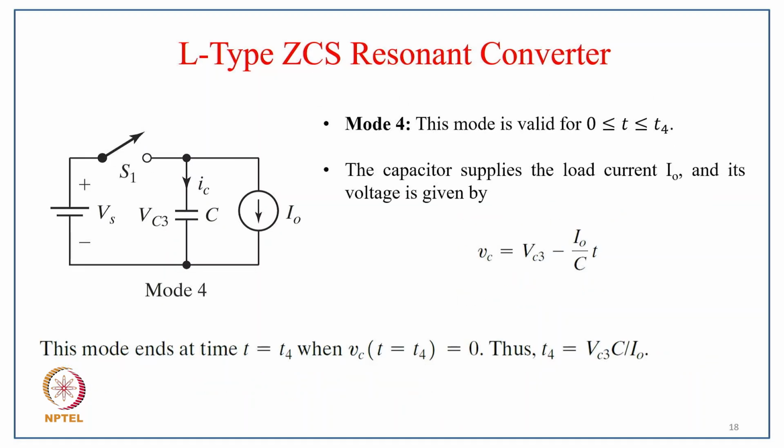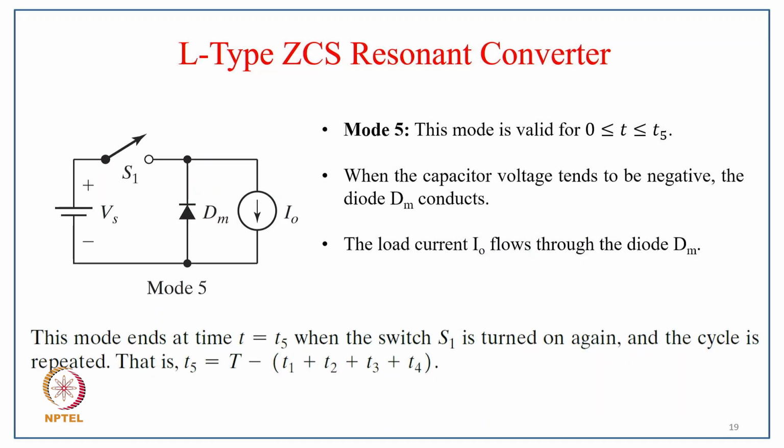Now going to mode 4, this mode is valid from 0 to T4, and the capacitor supplies the load current I0, and its voltage is given by Vc equal to Vc3 minus I0 upon C into t, and this mode ends at time t equal to T4 when Vc equal to 0, and T4 equal to Vc3 C upon I0.